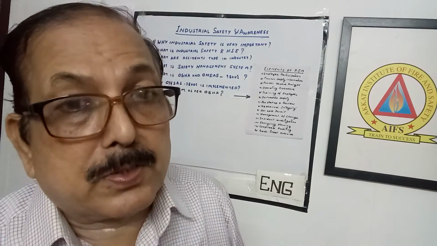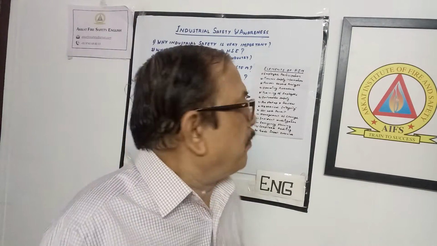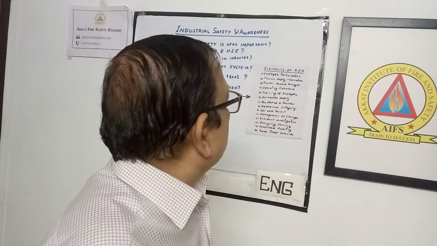The first one is employee participation. The elements of a PSM: first one is employee participation. In any process industry, employees should also be included in any type of safety program, because they are working there. That's why employee participation is there.